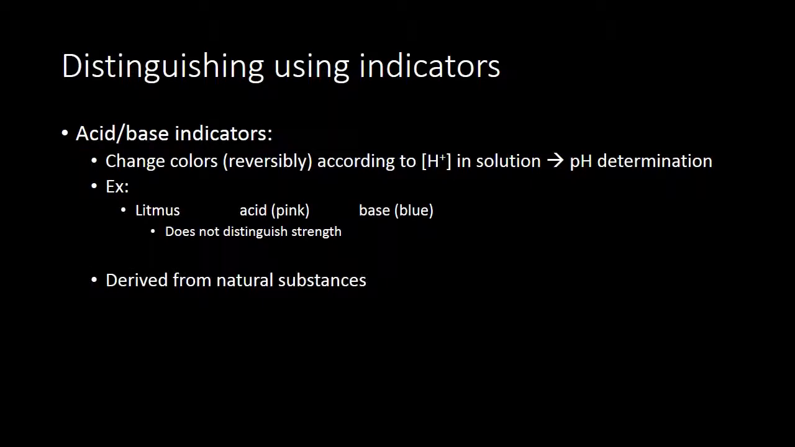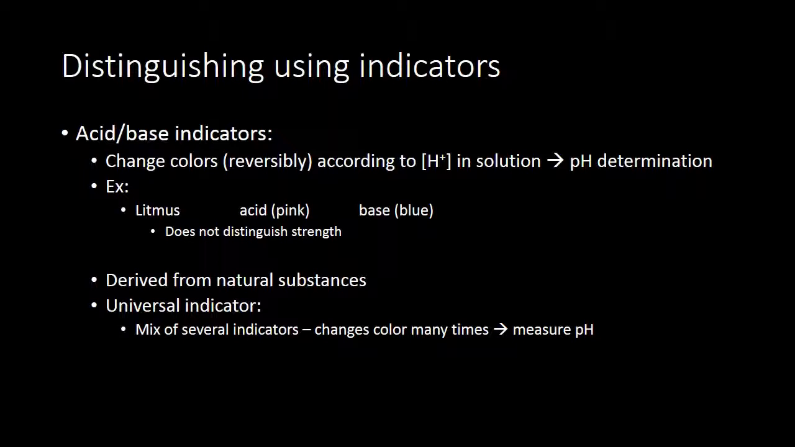As you know from last year, many of our indicators are from natural substances, like berries and food sources, right? We have what's called a universal indicator, and this is actually a mix of several indicators, which means it changes colors many times, and that allows us to measure the pH. So for every pH number, there is a change in color, and that's essentially what you guys tried to make last year. And when it changes the color, and you know the color is associated with a specific pH value, you can then correlate that to the hydrogen ion concentration, and therefore determine the strength of your acid and or base.